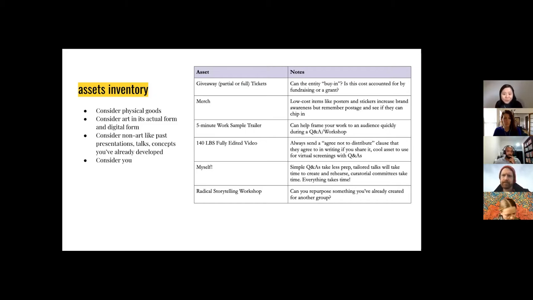And then also you. You are the artist. You are the person that loves the topics that you do art about. You can just be you and talk. And so what I do here is I have a column. One is assets. So for 140 pounds here, we can have tickets that you can give away, either discounted or full price. And when you partner, you can think about whether this partner organization can buy these tickets. Do they have any way that they could pay for this? Or can I apply for grants so that we can give them away to these organizations without me personally taking the financial hit? I have plenty of merch, like posters and stickers.